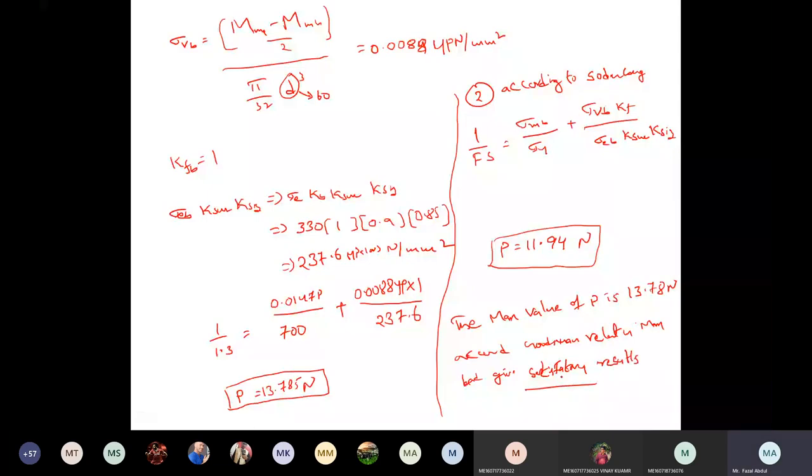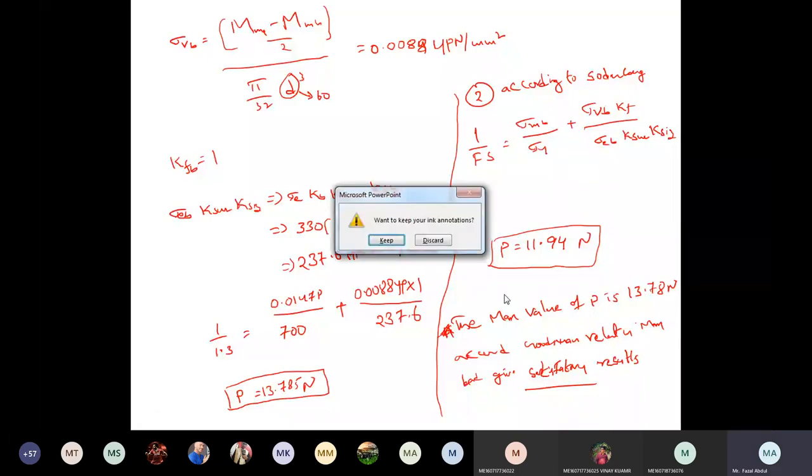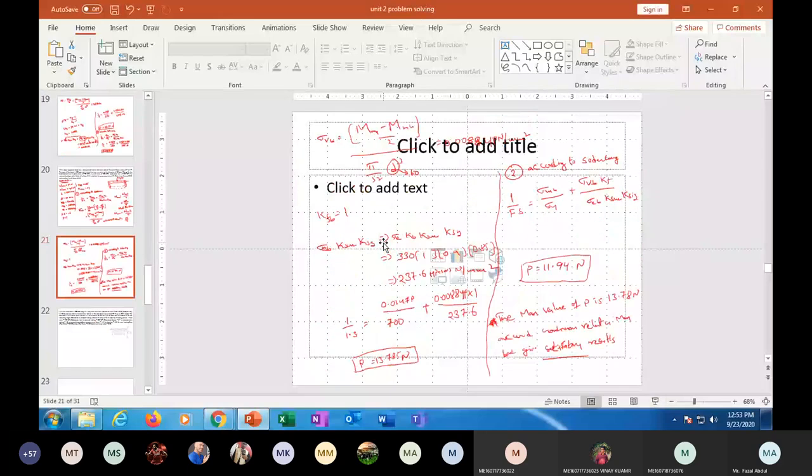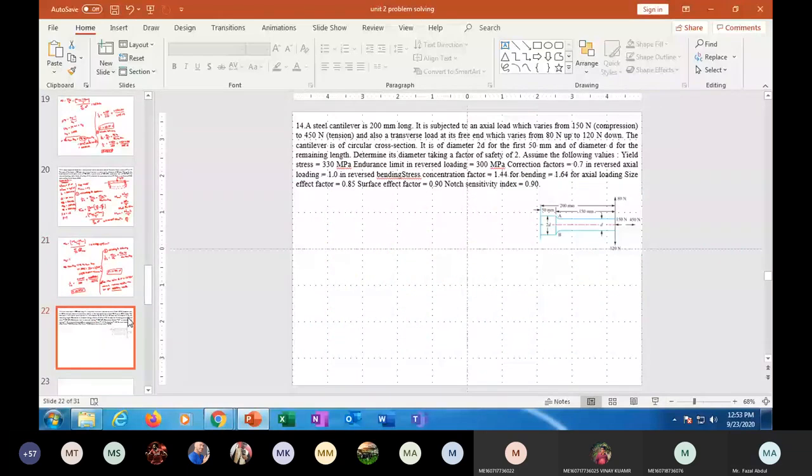Like that, you need to write the comment. This comment is very important, what you are writing. So this is one type of problem. Shall we move to the next problem?